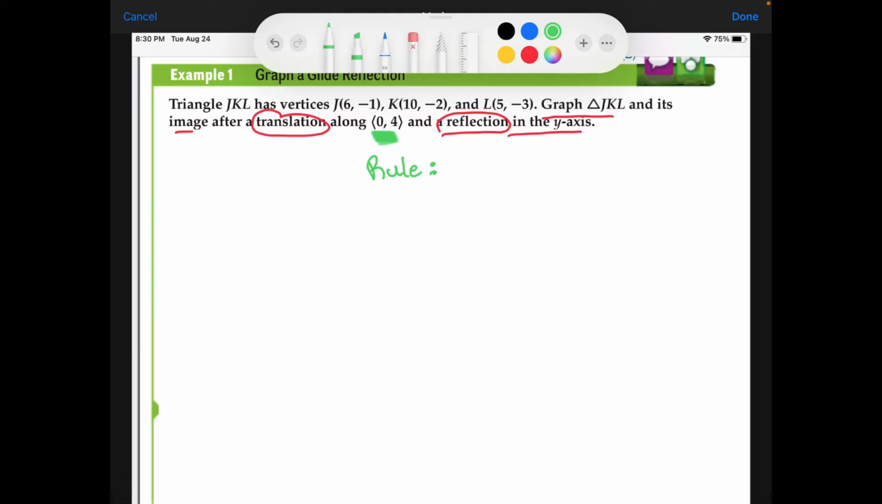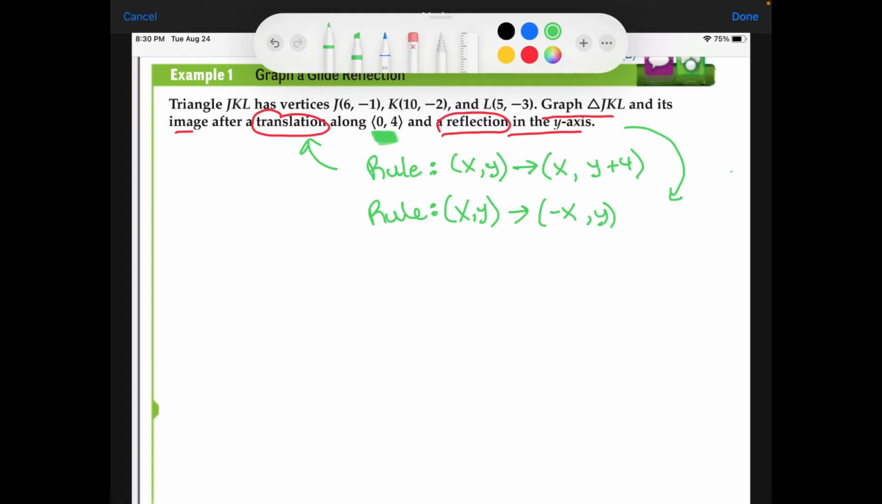The rule is in this case, it says for the translation, you're going to take each coordinate point and we're going to add nothing to our x values and add 4 to our y values. So this is our rule for our translation. For our reflection, remember when we have to reflect over the y-axis, we are going to take every coordinate point and we're going to change our sign for our x values and leave our y's the same. So here we have both of our rules. We're going to go ahead and apply the first one. So this is going to be my first one and this is going to be my second one.